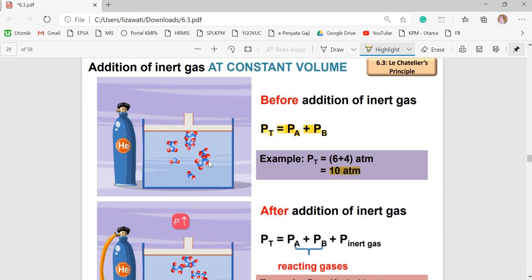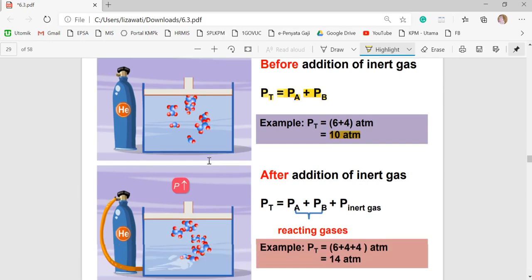The size of the container remains the same, which means the volume of the container is constant. Now we add one more gas, the helium gas here. What would happen? The total pressure here will increase.